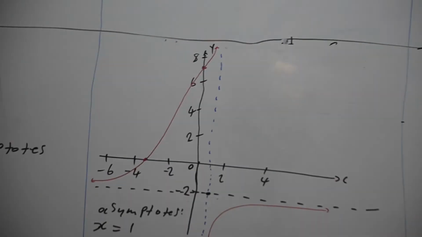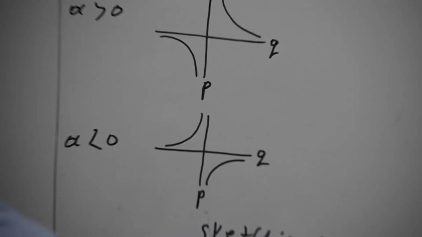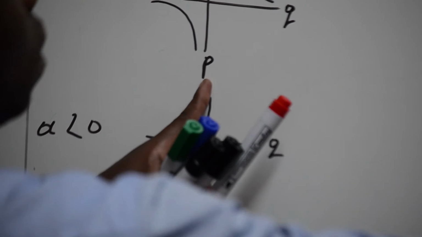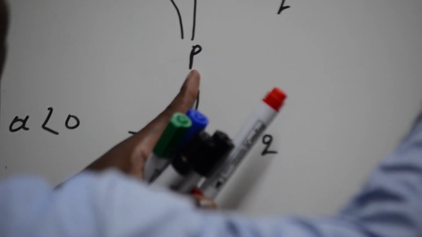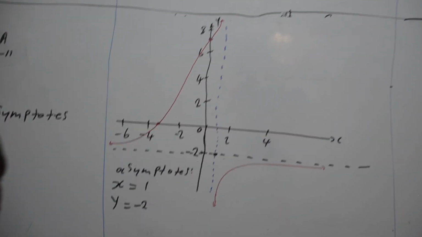So if it's straight, the graph takes this shape, and we can say this is our p, which is 1, and this is our q, which is minus 2. So that's the hyperbolic graph sketching.